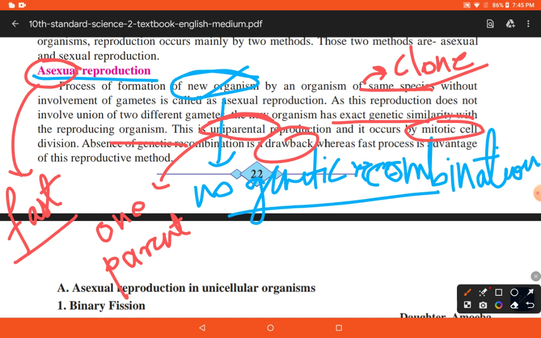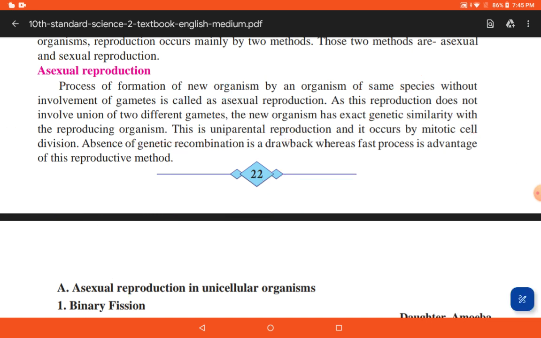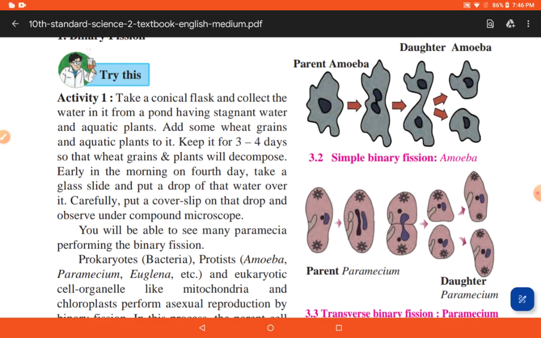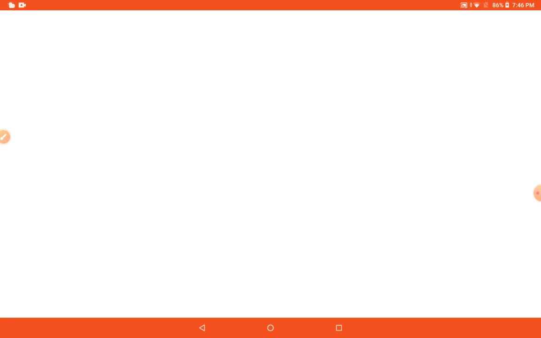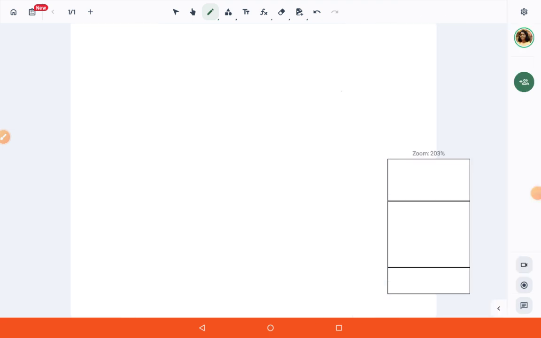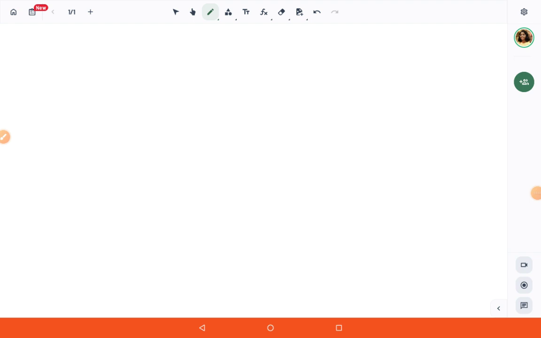Now, let us come to unicellular organisms. We are going to talk about asexual reproduction in unicellular organisms. First, I'll just make a flow chart for you here. Once we are done with the flow chart, it will be very clear. Just a second. So here we go.